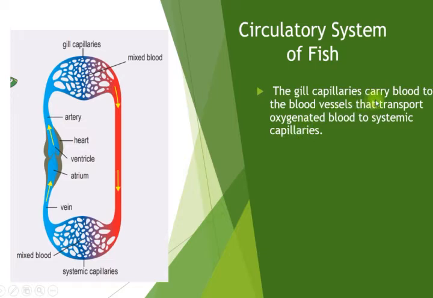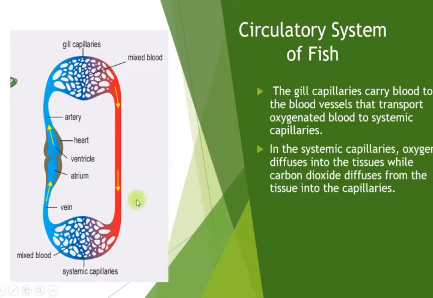So the gill capillaries carry blood to the blood vessel here that transports oxygenated blood to the systemic capillaries. In the systemic capillaries, oxygen diffuses into the body tissue, while the carbon dioxide from the body tissue diffuses into the capillaries.